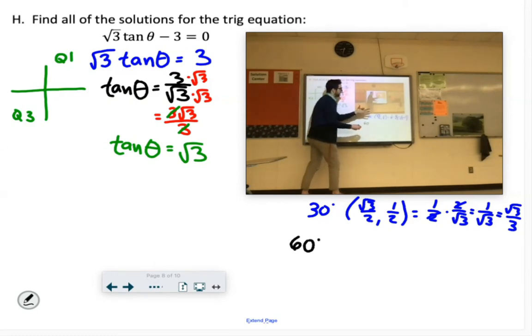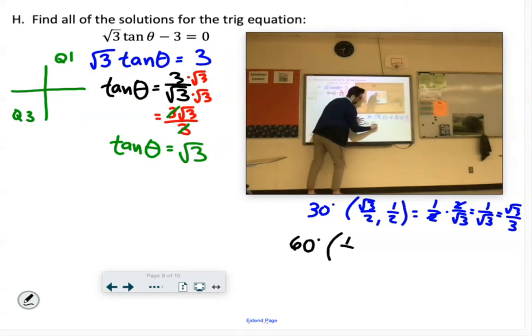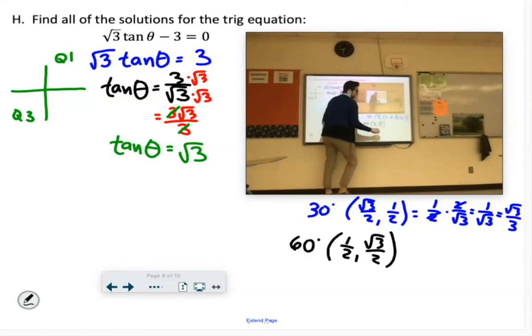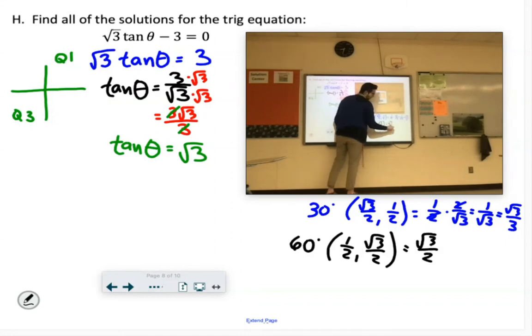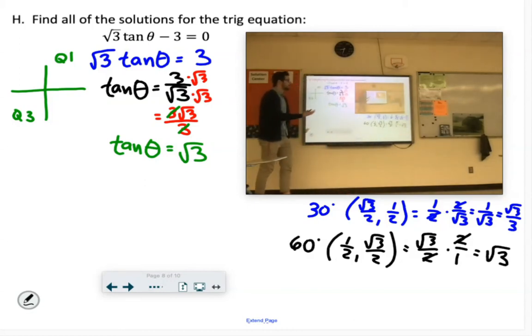60 degrees. The x-coordinate is 1/2. Y-coordinate is √3/2. So if you did y divided by x, it'd be √3/2 divided by 1/2, which is times 2/1. 2's go bye-bye. So you get √3, which is what we need. So we're looking for a 60-degree reference angle in both of these.